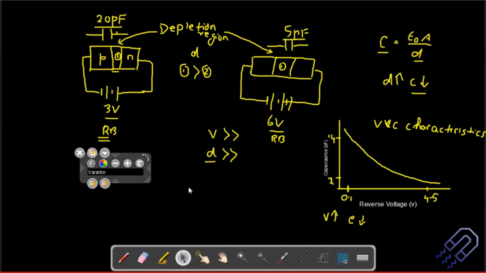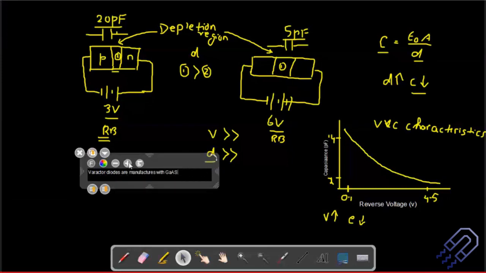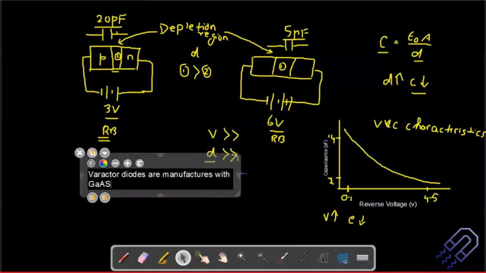So Varactor diodes are manufactured, I think I should write it down, with gallium arsenide. This is important because reality is important. A typical semiconductor used for designing a Varactor is gallium arsenide. If you ask me whether these values are valid for gallium arsenide, the answer is yes. This is more or less taken from something like gallium arsenide.